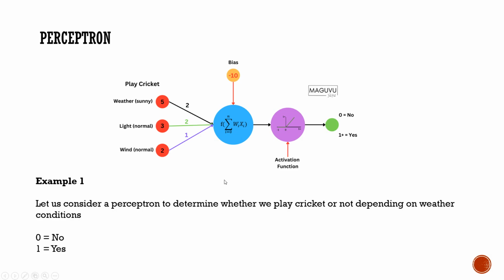Let's consider an example whereby we would want to play cricket, and we are going to push in features of the weather, and in this case we are dealing with a sunny day with normal light, and wind is also normal. When we put in the features, they are going to be represented using numeric data, depending on which feature has greater value. In this case, sunny is considered as having greater value, and light at 3 and wind at 2. What we want to determine is whether we are going to play cricket or not. When we get a 0 as output, we are not going to play cricket, and when we get 1 or above, we are going to choose to play cricket.